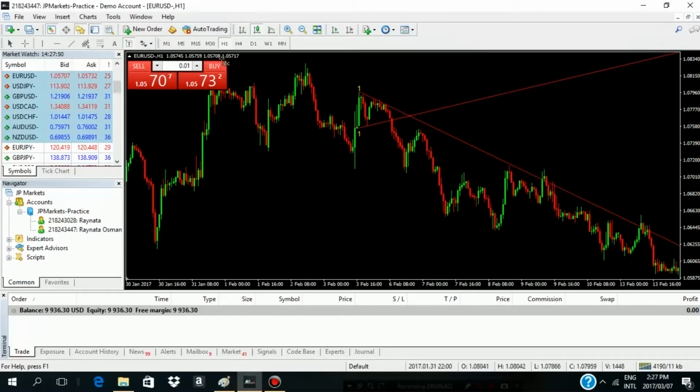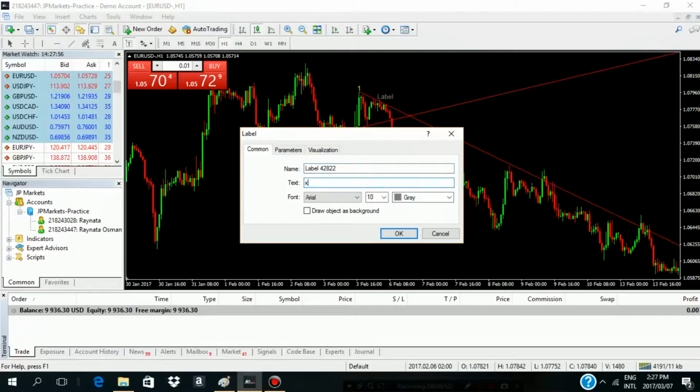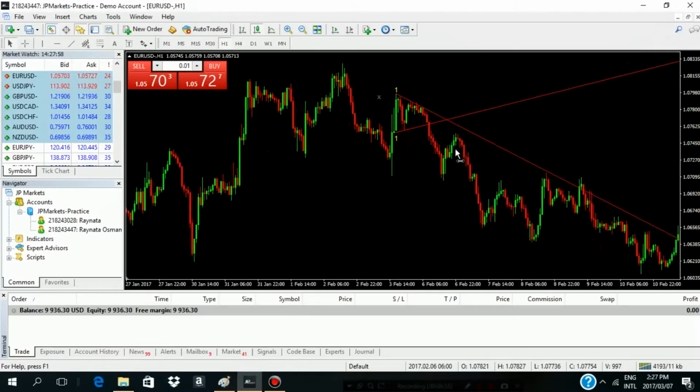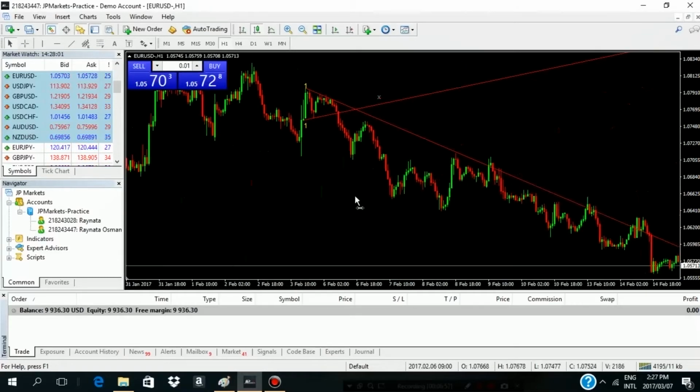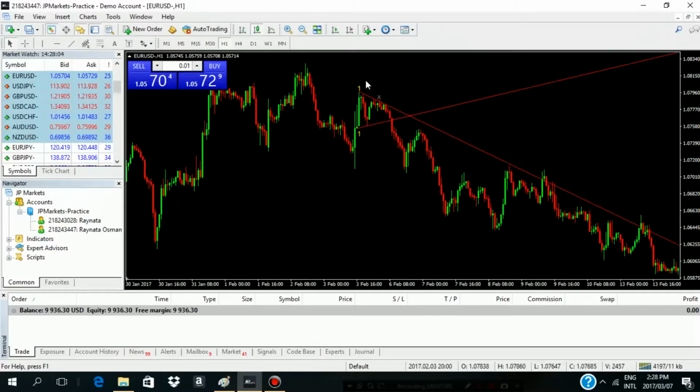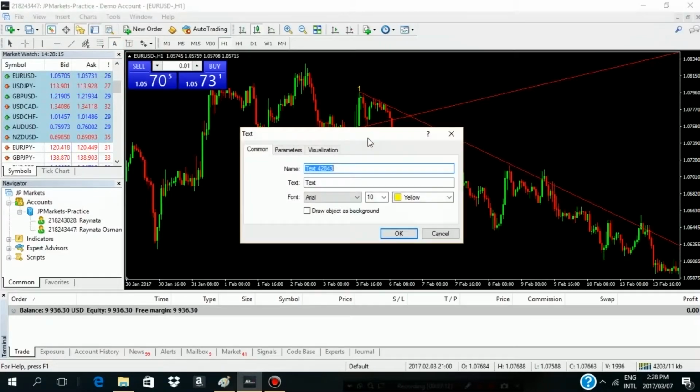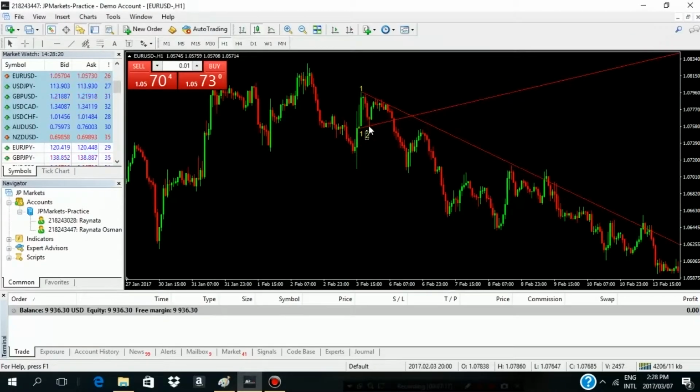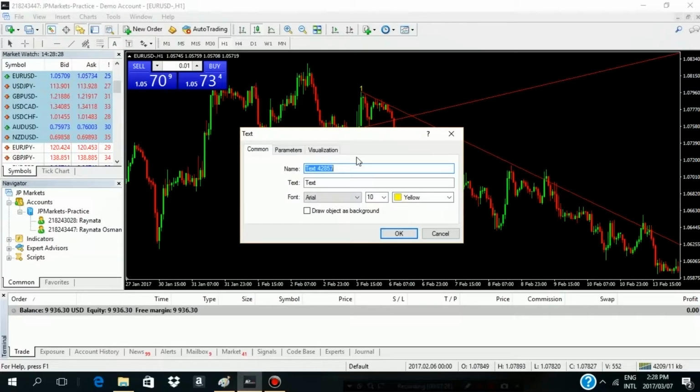Try to avoid putting a label. This is a label. Because if you have a label, it stays still on the screen, it doesn't move with the chart. If you draw text, it stays in place. So you want to use draw text, not draw text label. So let's draw text again. So this is our second point. And that is our second point.